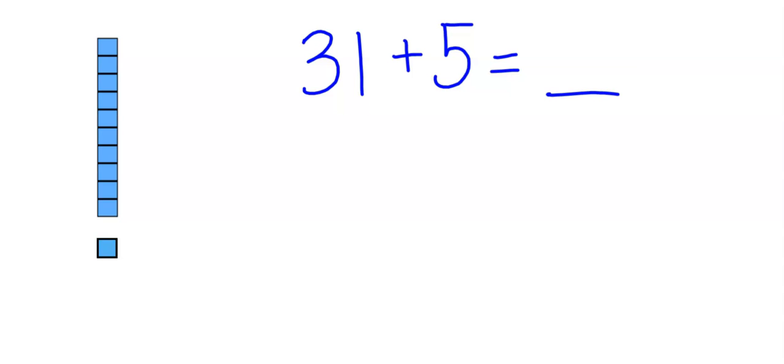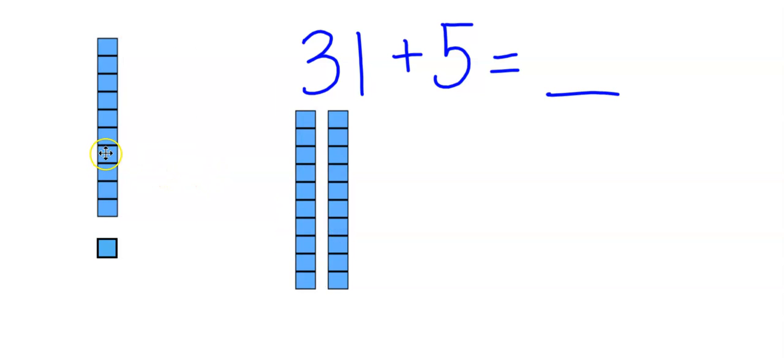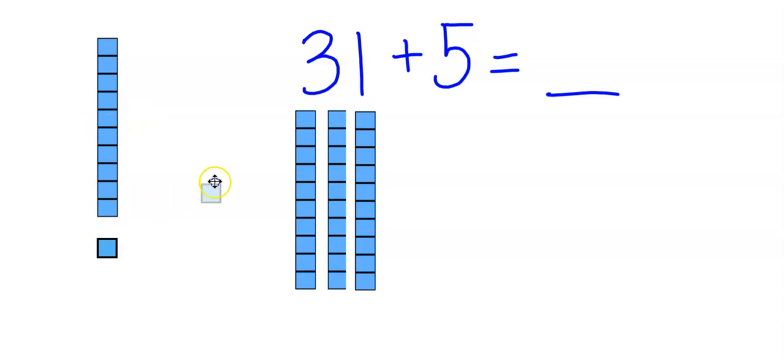What would that be? So what are some strategies that we can do? Well, how about we build both numbers? 10, 20, 30, 31. Yes, we just built 31.